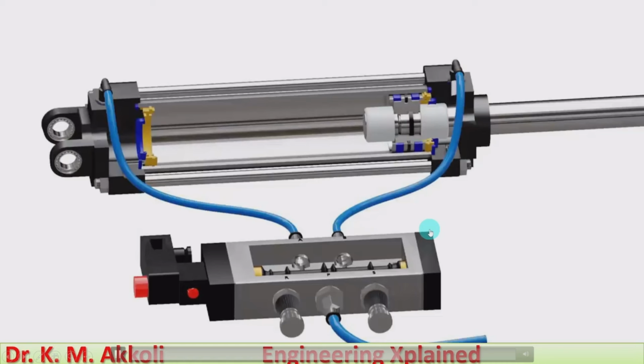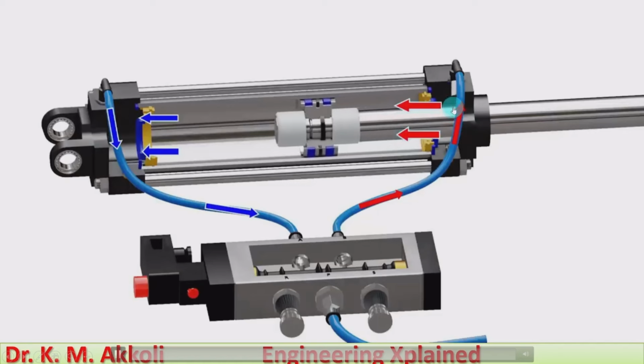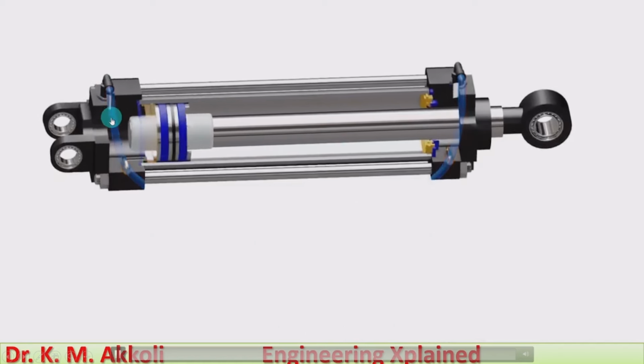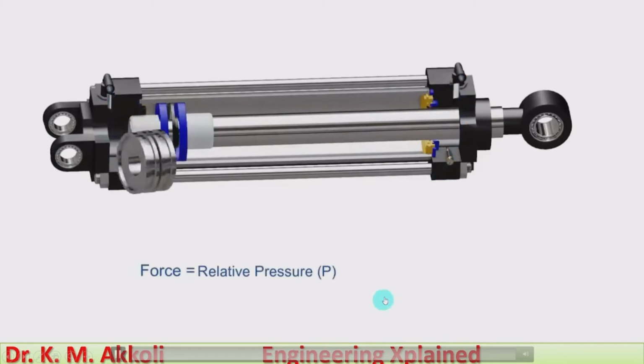During the retraction, the valve is actuated to the left position, and the compressed air is supplied to the head end side, and the retraction of the cylinder takes place. At the same time, the air flows back through that port.